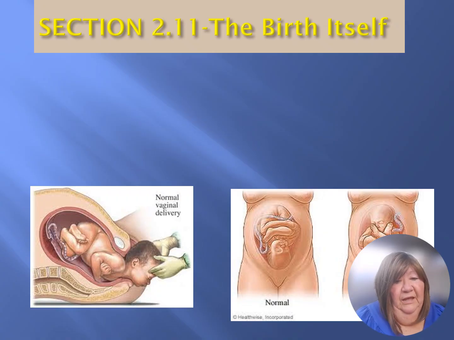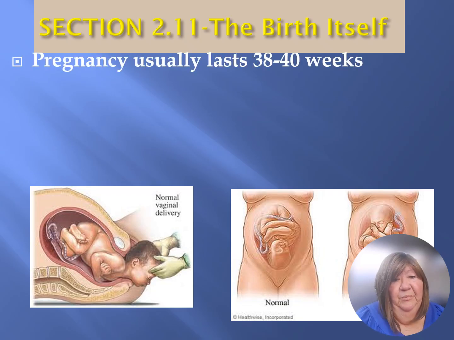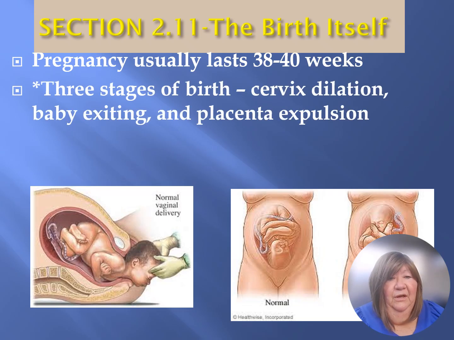If we look at the birth itself, you can see the pictures that pregnancy usually lasts 38 to 40 weeks. Of course, it's not an exact science, the day when the baby will be born, unless you can plan that with your doctor. There are 3 stages of birth. First, the cervix starts dilating, and that's when all the pain with labor comes, where the hormones are forcing the muscles to open up and be able to let this baby out.